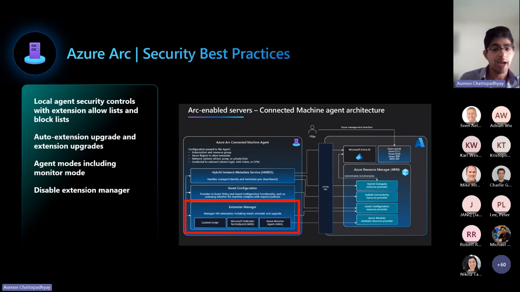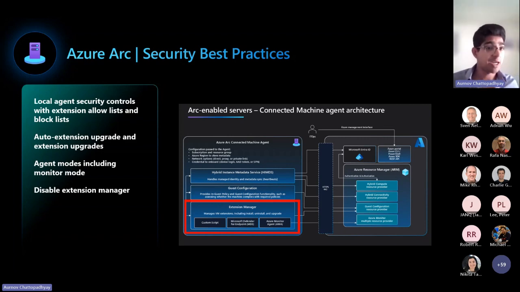Another piece is we actually have agent modes. So in addition to our full mode, we actually have what's called a monitor mode. And with our monitor mode, we disable a lot of kind of custom script extension like capabilities. So with monitor mode, you only have AMA and AMA-based extension capabilities. So it's only read-only capabilities that you effectively have. So that's a powerful local control you can also use in order to restrict extension risk.